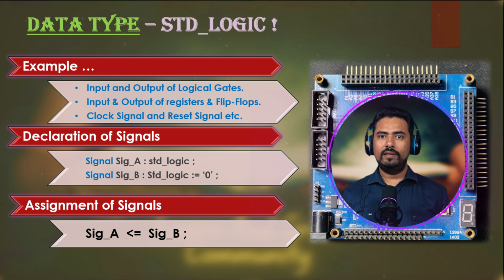Now let's explore how to declare std_logic signals in VHDL code. The first example showcases a basic declaration. It is similar to how you might label a wire in a circuit diagram.